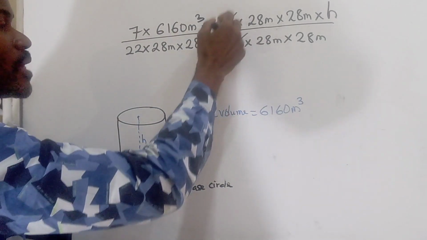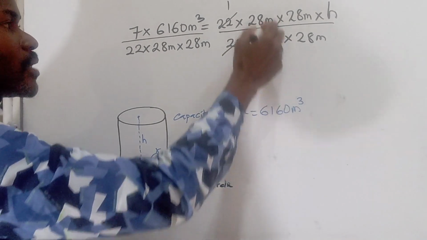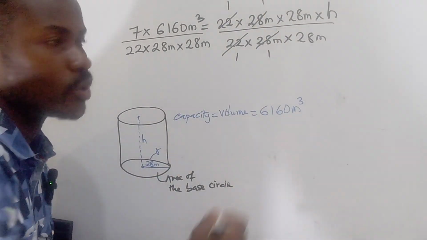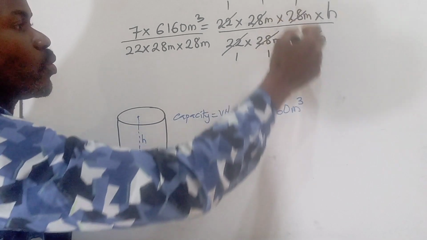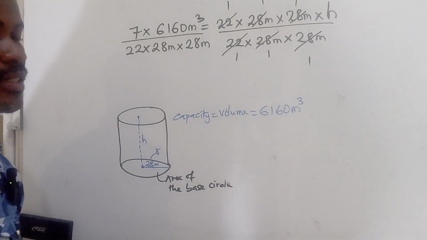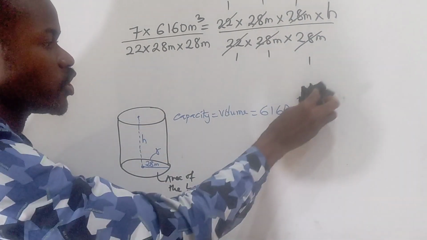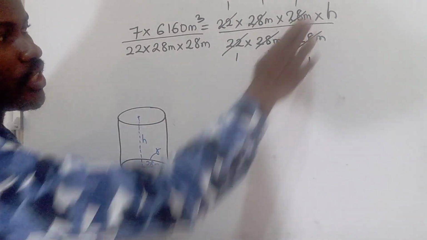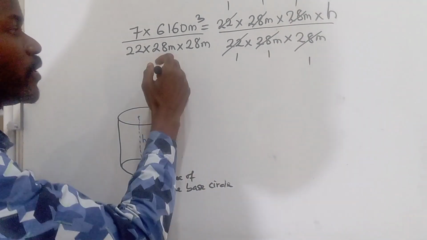So that this can cancel out, this is 1, 1. This can cancel out, this is 1, 1. And this can cancel out, this 1, 1. So you can see that we are left with what? H. So we are left with H at the right hand side. So I'll bring it first.